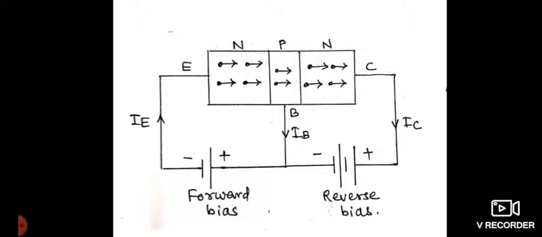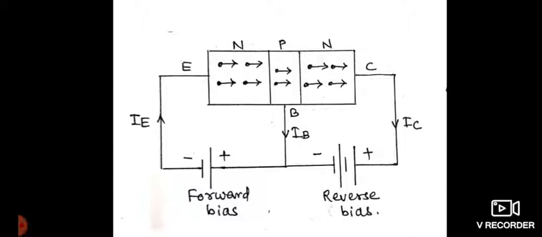When they reach the base, as the base is very lightly doped, a few holes which are present in the base combine with electrons, which forms the base current, which is very small as the base is lightly doped.